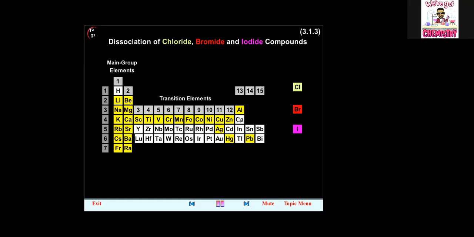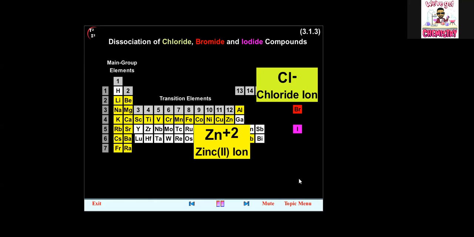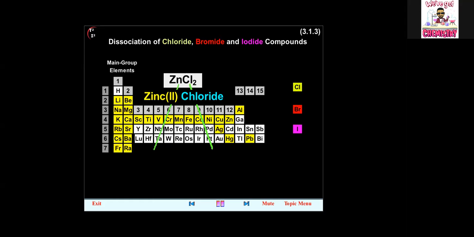All right, let's take one more example. Let me click on zinc. Zn+2, zinc ion. And let's pick chloride, Cl-1, chloride ion. Zinc(II) chloride. When dissolved, it breaks down into Zn+2 aqueous and 2Cl- aqueous.